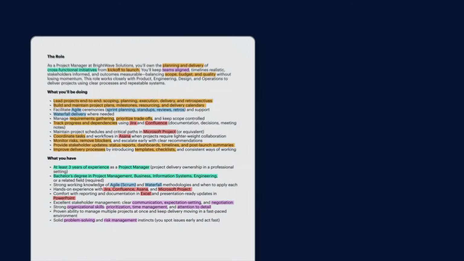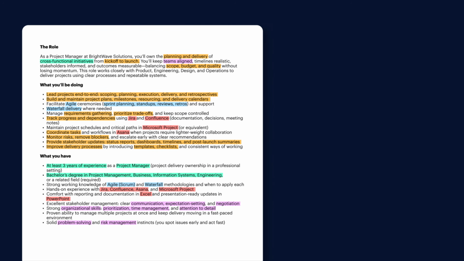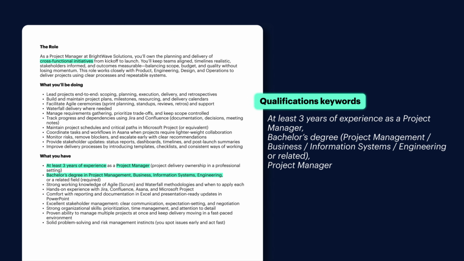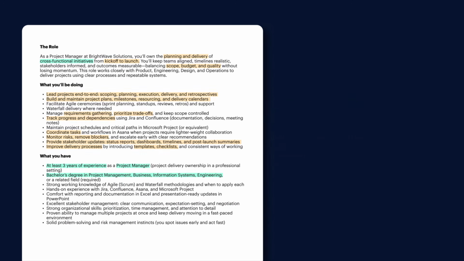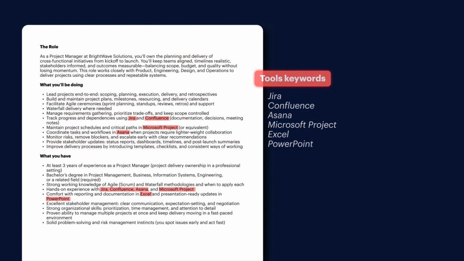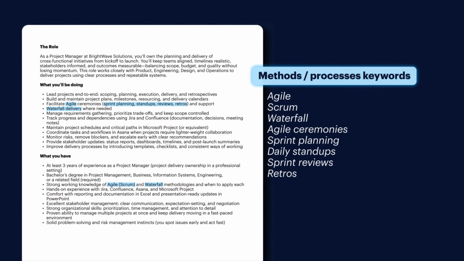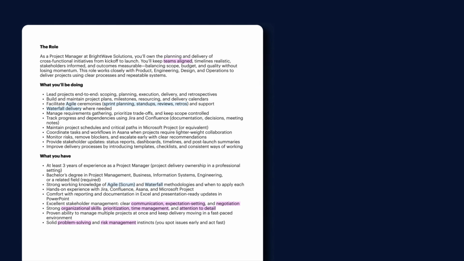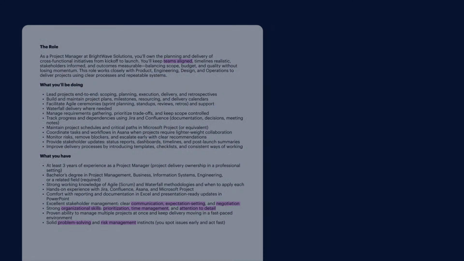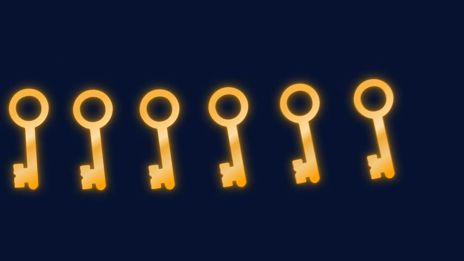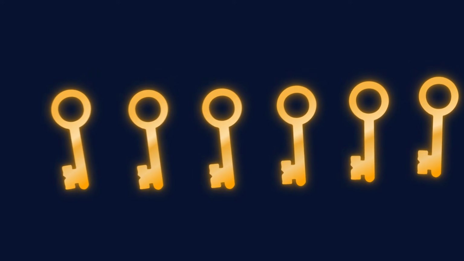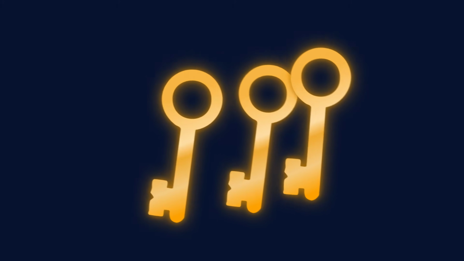Take a quick glance at this job posting. I've highlighted everything that can be a potential keyword in this particular job. As you can see, there's plenty of keywords to pick from, ranging from qualifications like job title, degrees, and years of experience, through responsibilities, specific tools, methods and processes, to soft skills. A job ad usually gives you a lot of keywords to work with, but you're not trying to cram them all into your resume. You're trying to match the ones that are true for you.